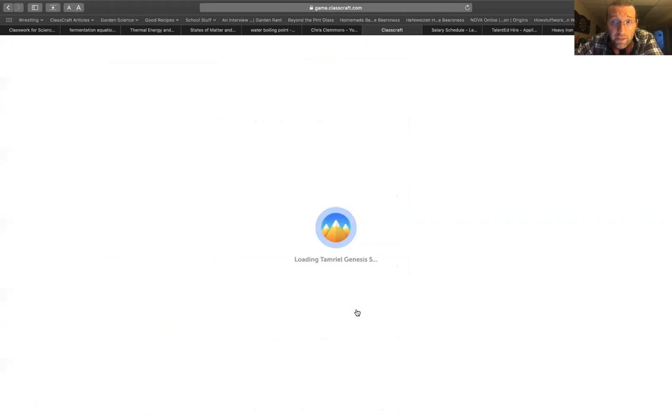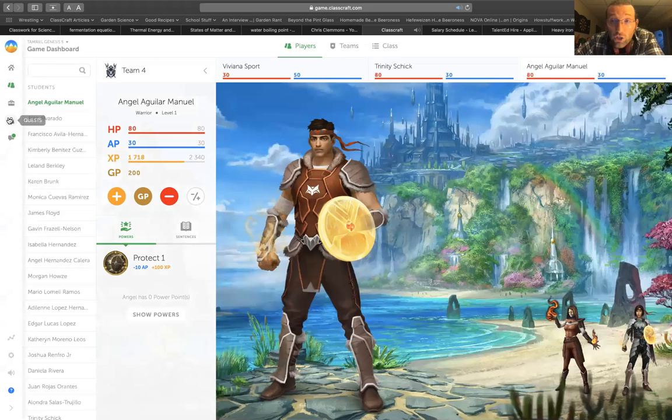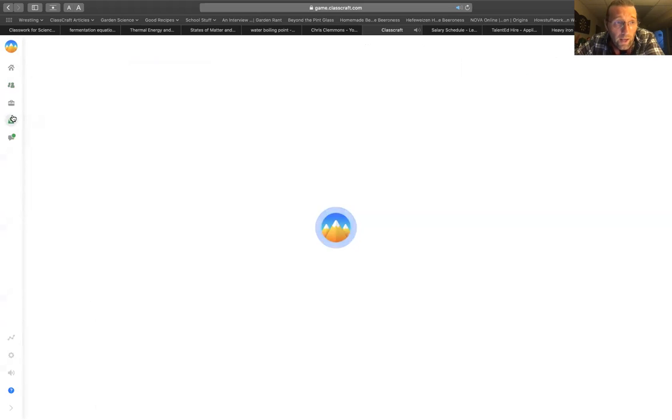We are Tamriel Genesis 5. That's my 5th hour class. And when you get logged in to this, I'm waiting for it to load up here. The place you want to go is quests. So quests, when you click on quests, this is where your assignments will be from here on out.